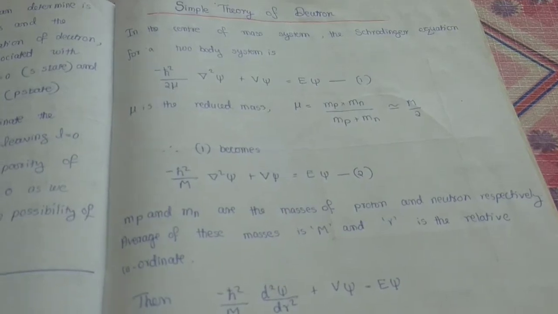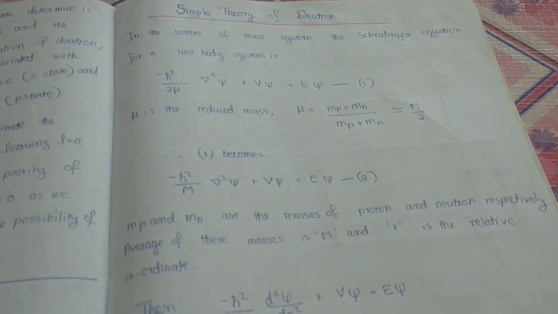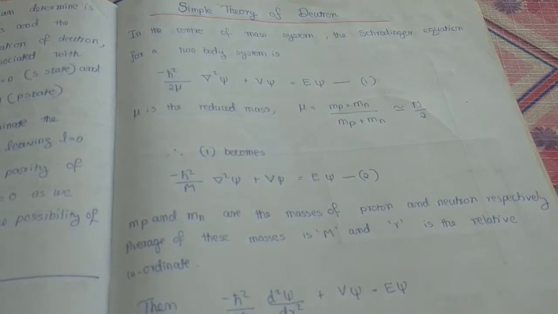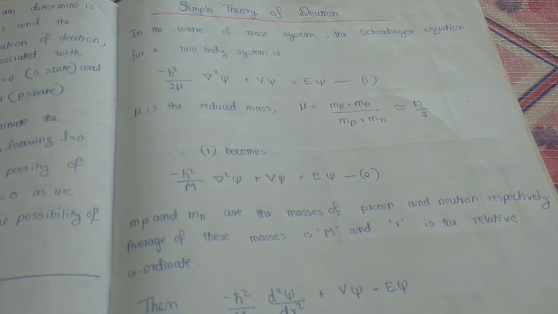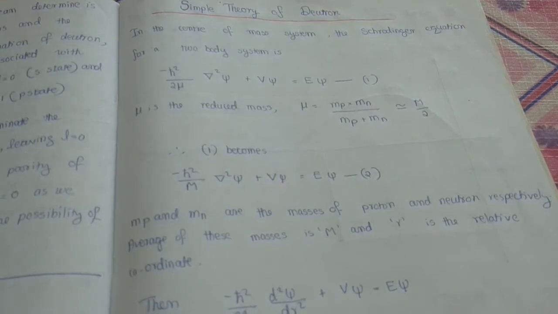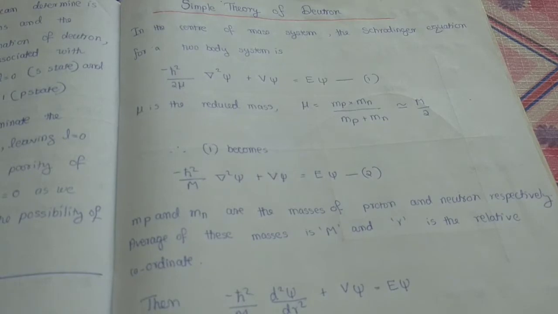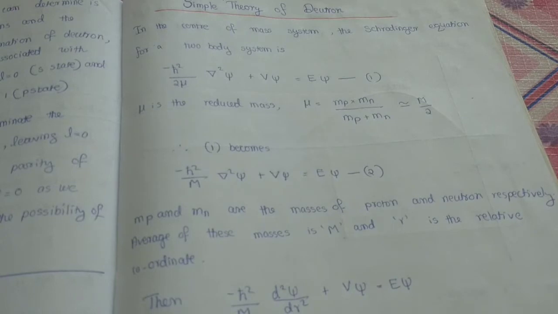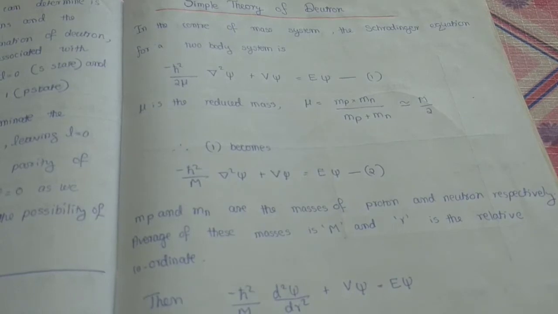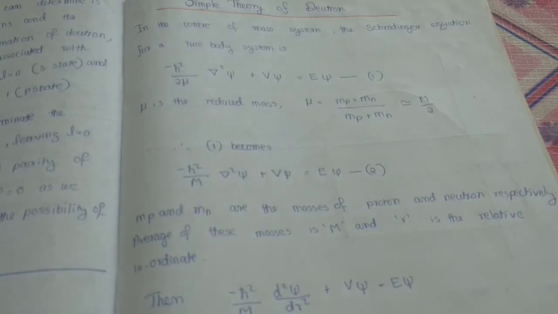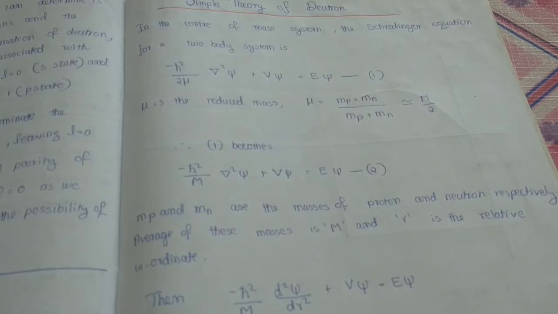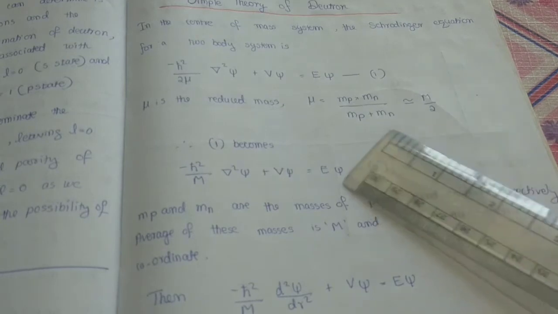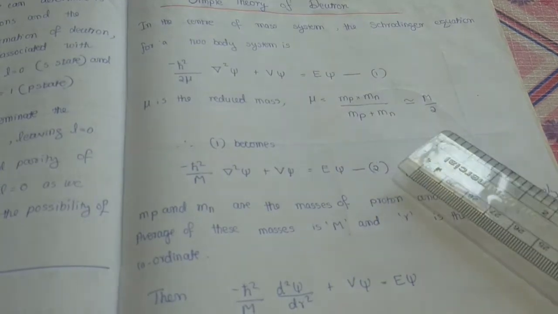Today we are going to discuss the simple theory of deuteron. In the center of mass system, the Schrödinger equation for a two-body system is minus h cross square divided by 2 mu del square psi plus V psi is equal to E psi, which is equation number 1. Here mu is the reduced mass. The expression for mu in the case of a nucleus is mp into mn divided by mp plus mn, which is equal to m by 2.